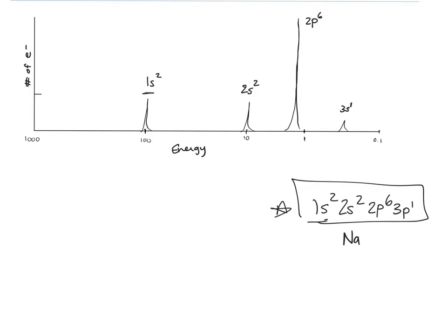Now, if they indicate to you that the 1s electrons are excluded, then obviously the next most difficult electrons would be pulled from the 2s. So make sure you're paying attention to these details when you approach each and every spectrum.